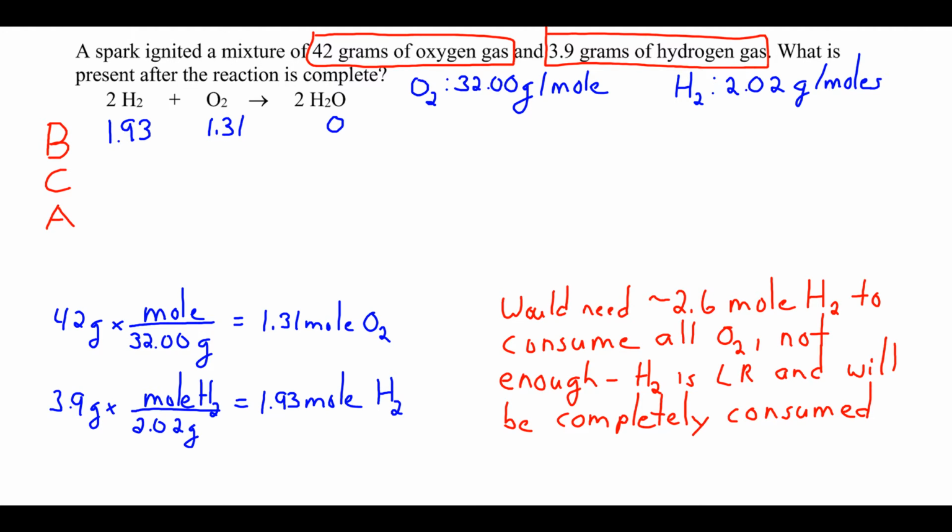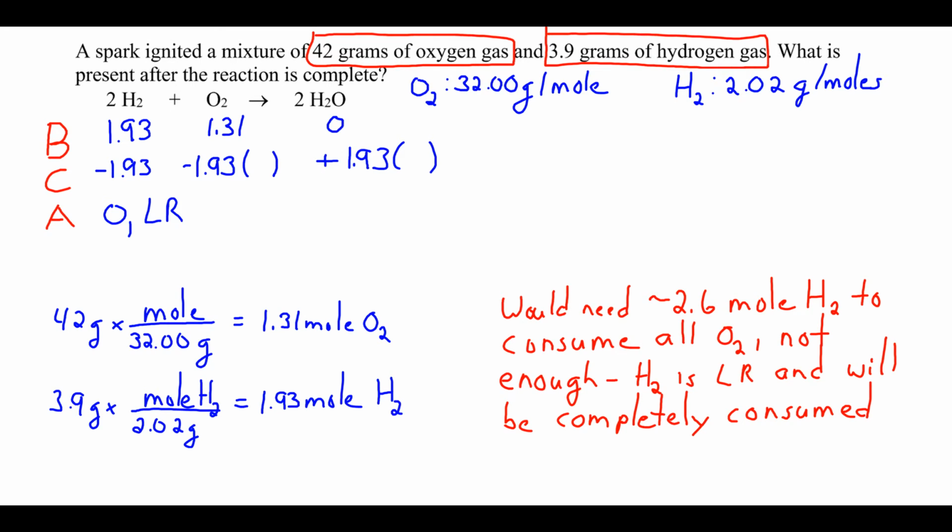Looking at our problem, we see we'd need about 2.6 moles of H2 to consume all of the oxygen. And that's because we have 1.3 moles of oxygen, but our balanced chemical equation tells us we need 2 moles to consume each mole of oxygen. So we need about 2.6 moles to consume all of the oxygen. We don't have enough, and therefore we know that H2 is our limiting reagent, meaning it's going to be completely consumed so that we don't have any at the end of the reaction.